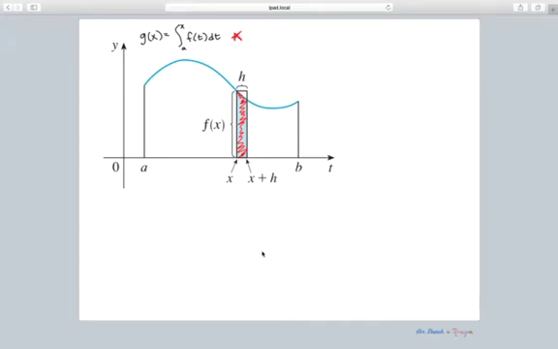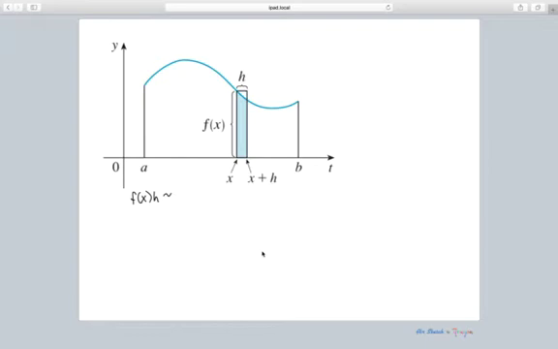And so one way to do it is just base times height. Now, the way that they've set up these notations, the height of the rectangle is f of x. The base of the rectangle is h, okay? So one way to define that rectangle is this way. We can say that the area of that rectangle is just f of x times h.